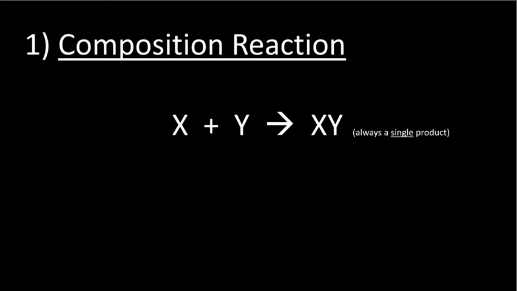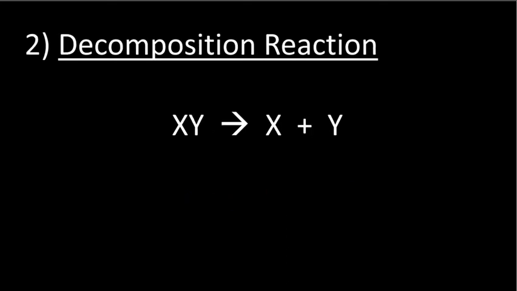Product, remember, is what is made. So you start with more than one thing, and they get put together. That is a composition reaction. An example of such would be zinc plus sulfur combining together to make zinc sulfide. So you can see it very much just fits that pattern of one thing plus another thing, and you combine them together. Now, the exact opposite would be number 2, which is a decomposition reaction.